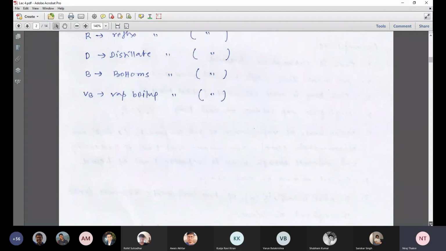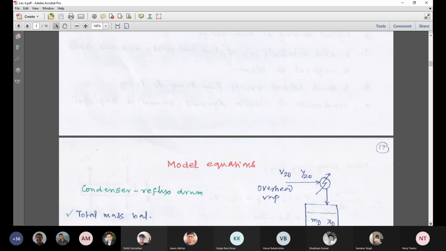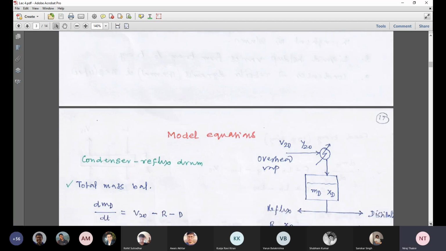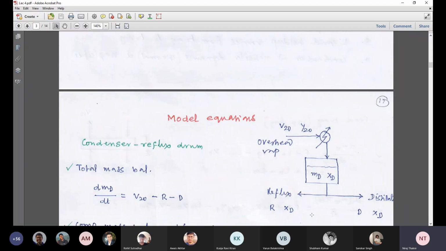Okay, so let us come to the model. We'll go to the model by making an envelope. So this is our topmost envelope. This is the topmost section of the column. You just see what I have drawn on the right hand side. It is the condenser reflux drum system.